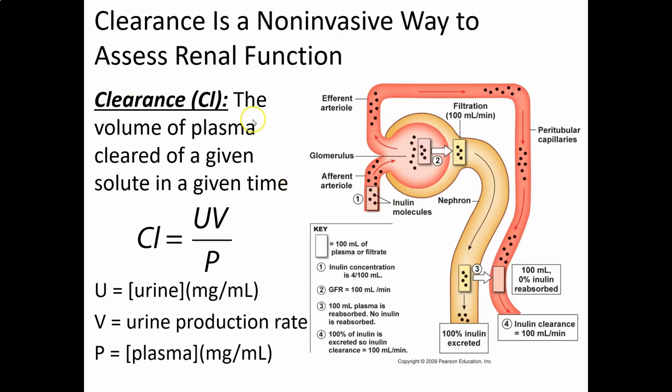Clearance has that weird definition. It's the volume of plasma cleared of a given solute in a given amount of time. The units for clearance then, since clearance equals UV over P: U is the urine concentration, often measured in milligrams per milliliter, but it could be measured in anything. The P is plasma concentration, also in the same units, milligrams per mL. So those are going to cancel each other out. What we're left with is V, the urine production rate, typically in mLs per minute. So the clearance is in mLs per minute.